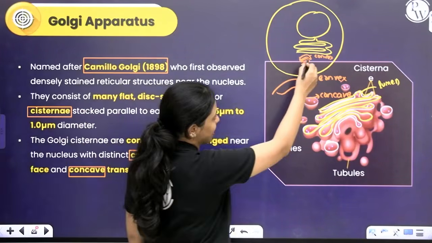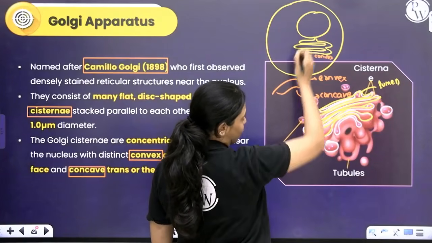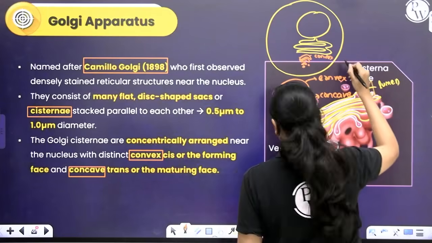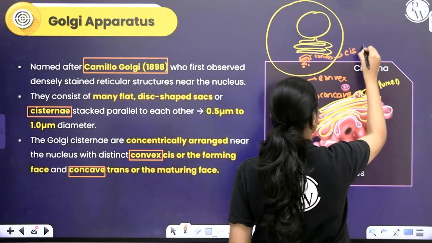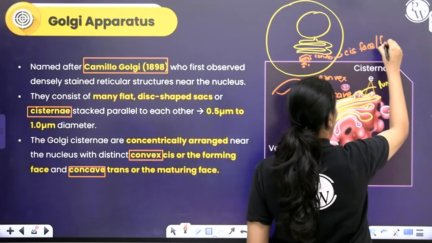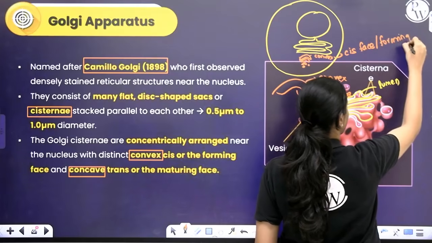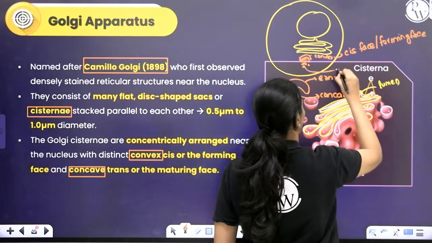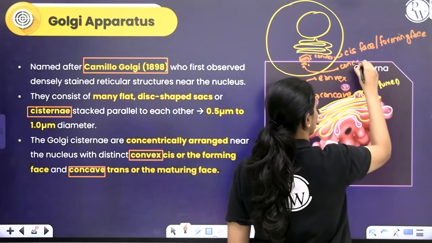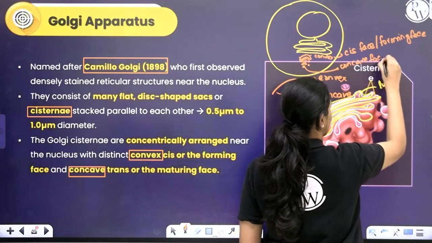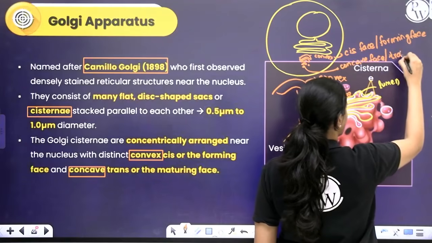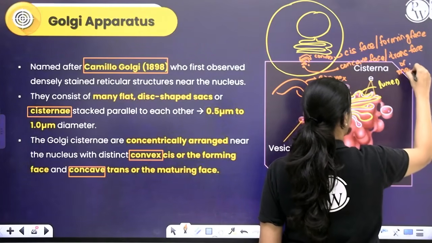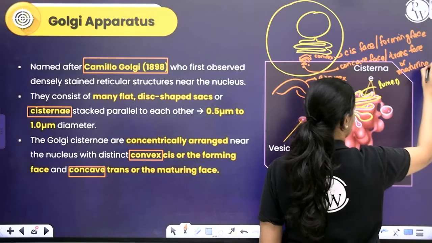The convex side always is towards the nucleus and endoplasmic reticulum. This convex side is also called the cis phase or forming phase. This concave side is called the trans phase or maturing phase. That is its structure.